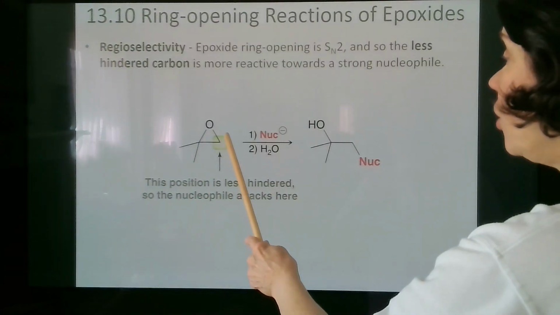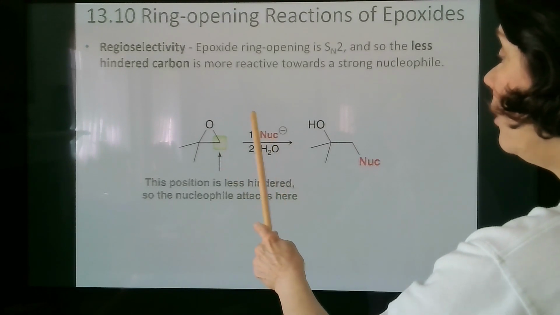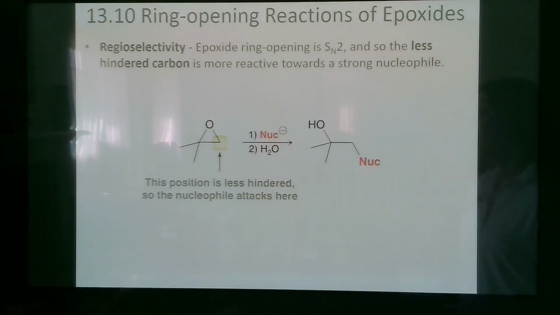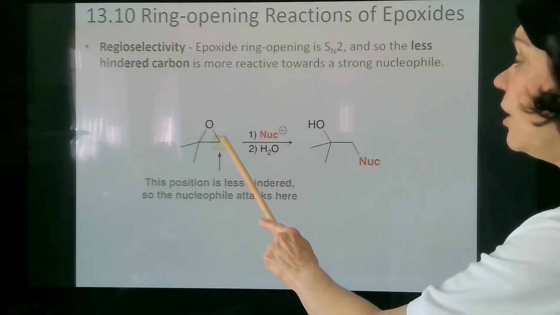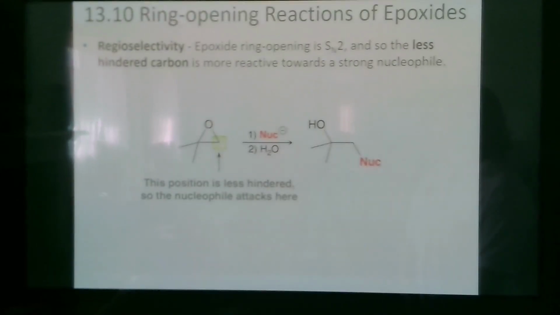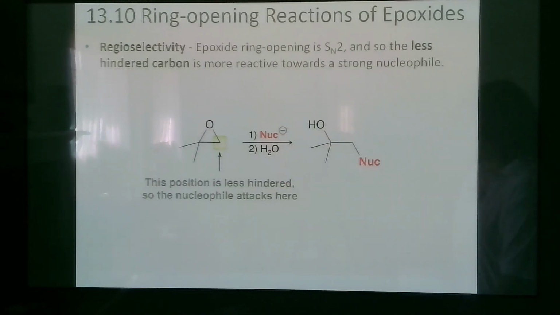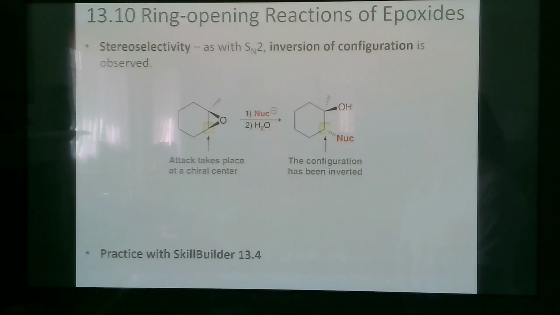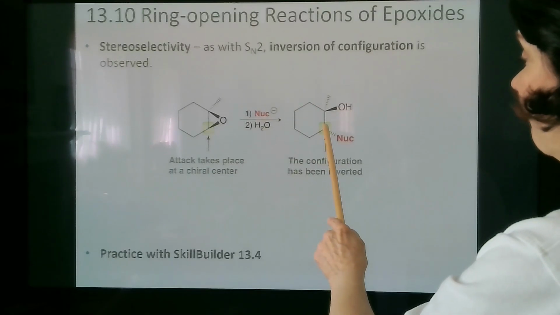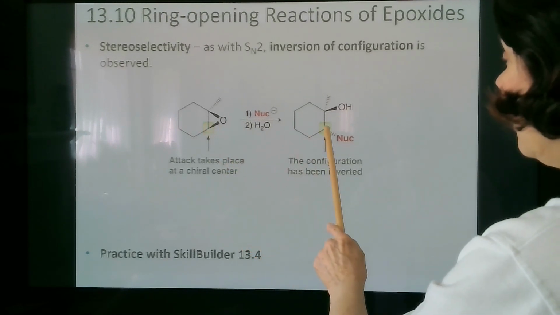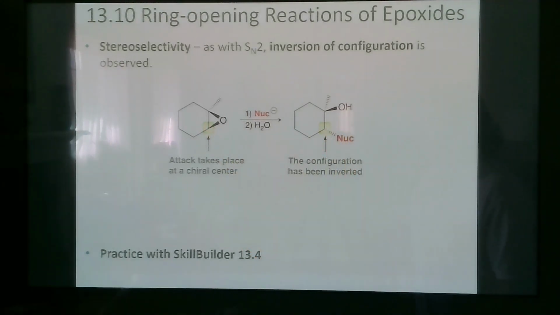So this position is less sterically hindered, and so you're going to have nucleophilic attack there. Under basic conditions or neutral conditions, you're going to have attack by the nucleophile at the less sterically hindered end. So that is a very simple and logical rule for you to remember. That should be no problem. The stereoselectivity: you'll get inversion of configuration observed at the carbon where the nucleophile attacks.